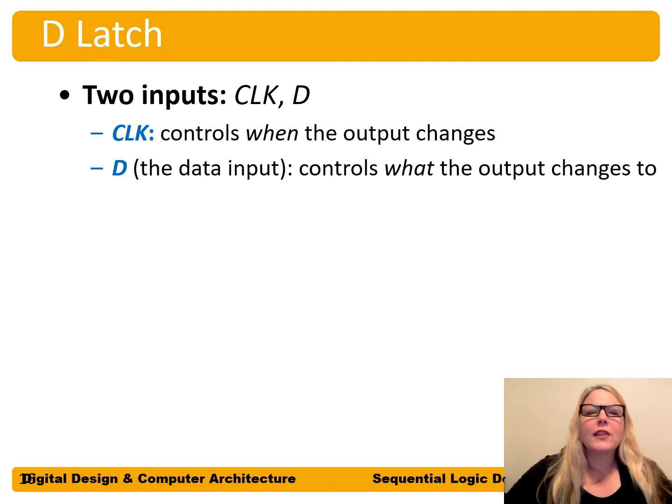So now we introduce a third state element, which is the D latch. D stands for data. So D is data. And this circuit element has two inputs, clock and D, and stores 1 bit of state. So clock controls when the output changes, the output Q, and D, the data input, controls what the output changes to.